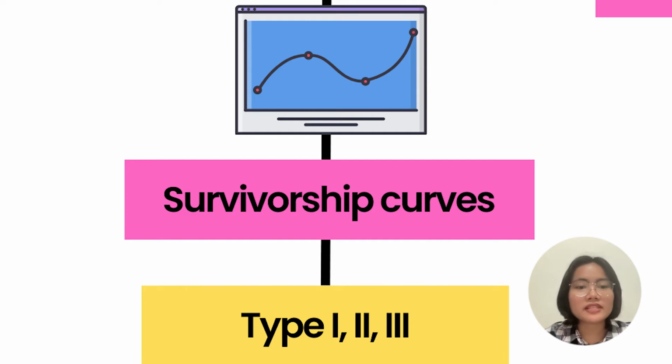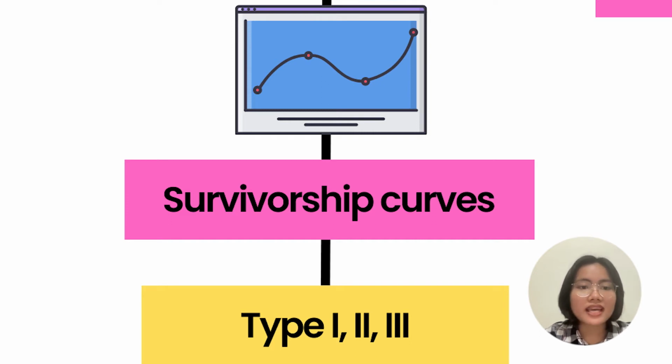There are three types of the said curve, namely type 1, 2, and 3. Type 1 curves display a concave graph and represent organisms that usually give birth to small numbers of offspring that they greatly take care of and die at the latter part of their life, like humans.